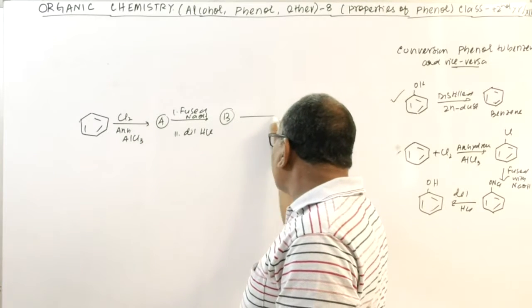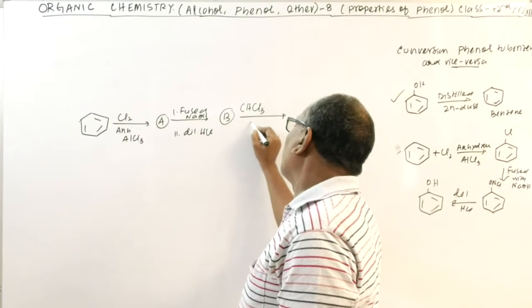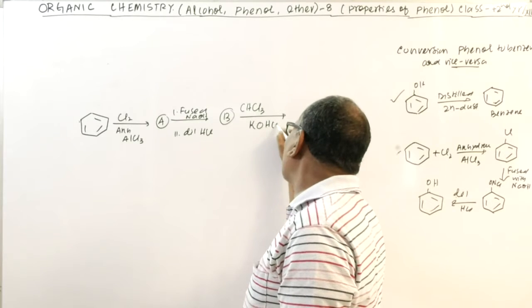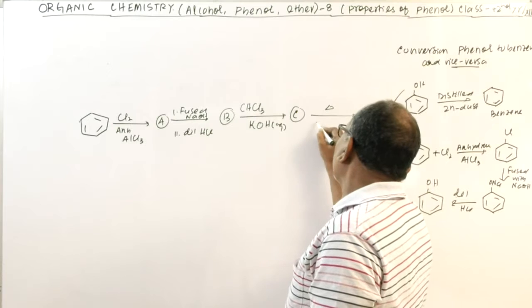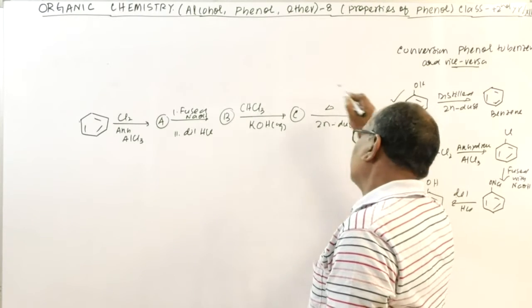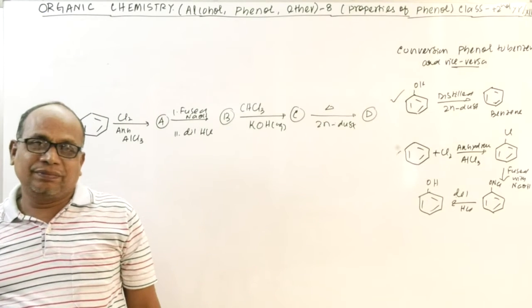Now B is treated with chloroform plus KOH, or you can say aqueous NaOH, it gives C. C is heated with zinc dust, it gives D. Now our question is, what is ABCD?